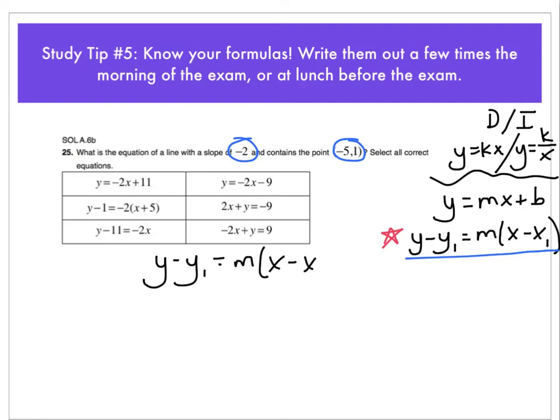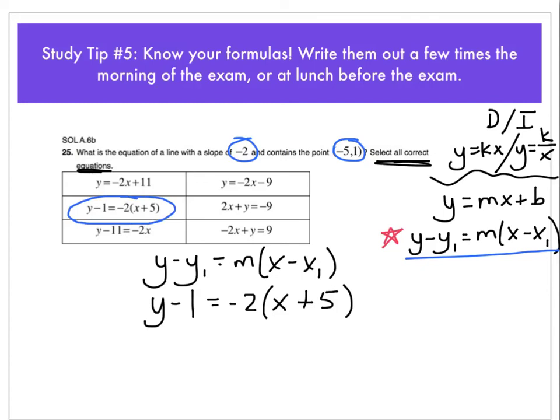If you got yourself in the habit of writing it down every time you used it when we were doing this in class, then you probably memorized it already. So y minus the y value equals the slope times the quantity x minus the x value. X minus -5 is x plus 5. Now stop for a second and recognize this says select all correct equations. So not all of them are going to be in slope-intercept form. And if you look carefully, you can find one that matches exactly what you see on your screen now. That's right there. Okay, can't identify any other ones, so let's keep going.